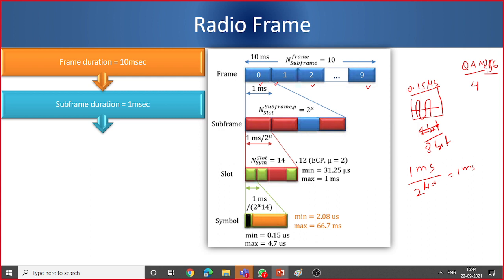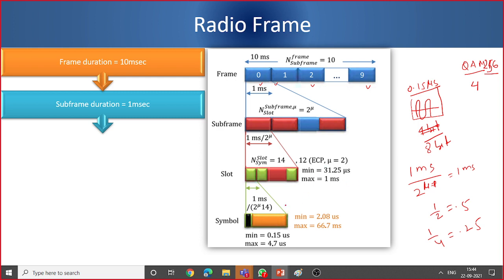If mu is 1, then 1 by 2, so that is 0.5, that we did calculation. If mu is 2, then 1 by 4, 0.25, and so on. So basically your slot duration is becoming half and half if you move higher in the numerology, right? So that is the formula, and otherwise also you can calculate.